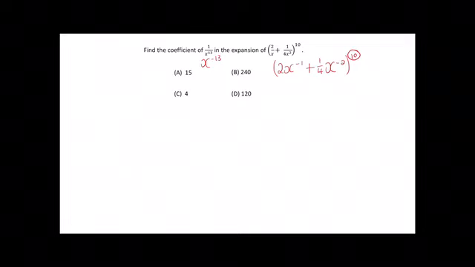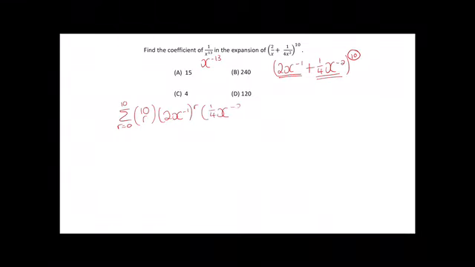So my power is 10. My first term is this 2x to the power negative 1, and my second term is my quarter x to the negative 2. So we're starting off with the sum from r equals 0 to 10, 10 choose r, first term to the power of r, and then our second term to the power n minus r, which is 10 minus r. We can then start to single out our x terms.